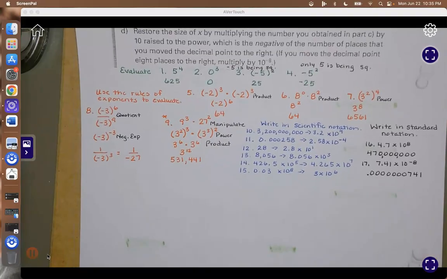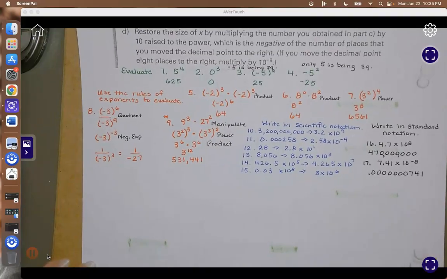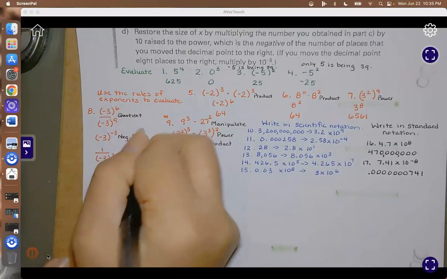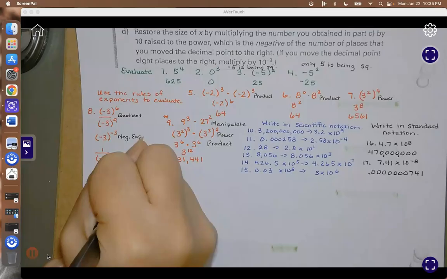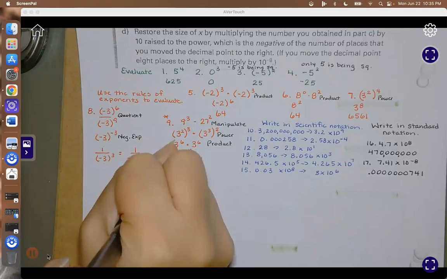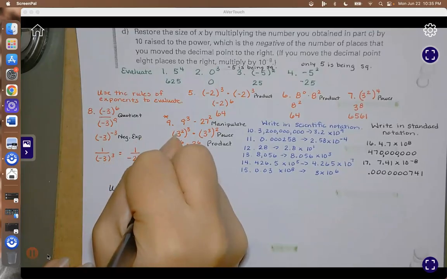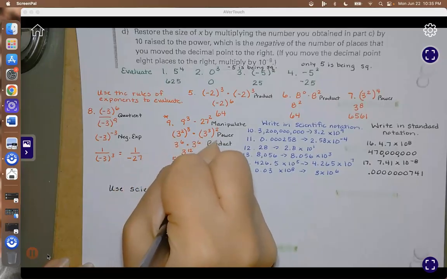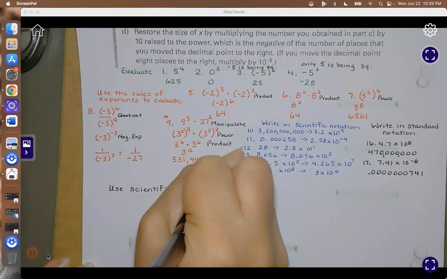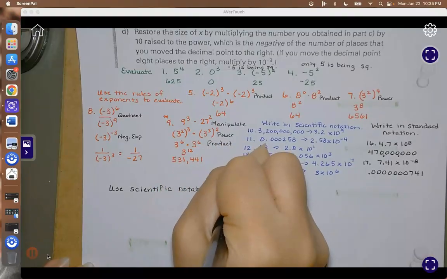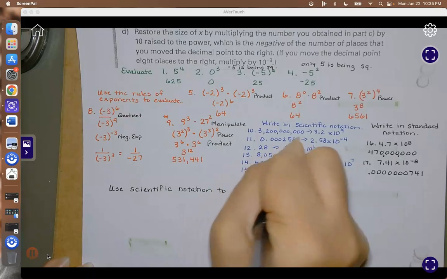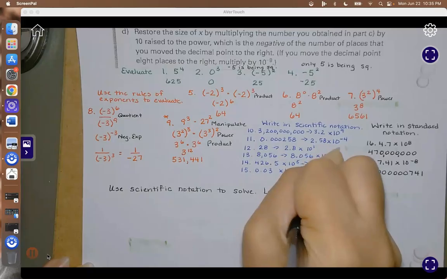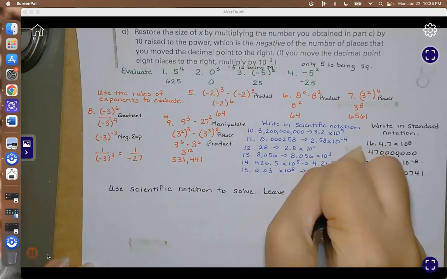Alrighty. Now, I'm going to write the directions in black, and then I'm going to work it in blue. So use scientific notation to solve. Leave in scientific notation.